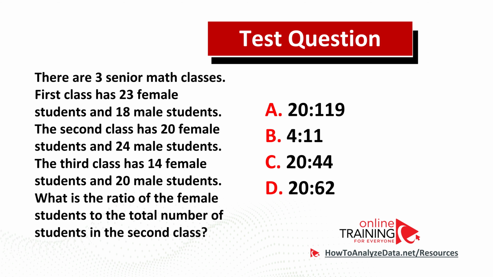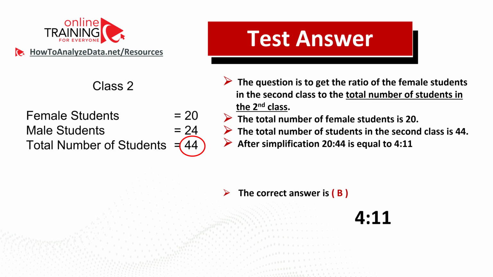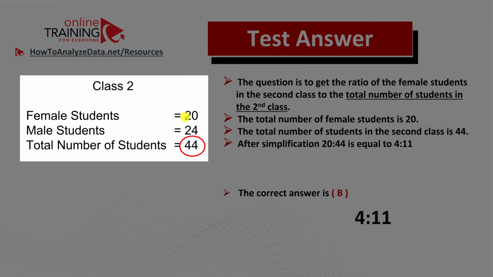Did you come up with the answer? Let's continue to see if we can solve this challenge and get to the correct solution together. The tricky part here is that you're presented with lots of data about the first, second, and third classes. But the question only asks you about the ratio in the second class. So the total number of female students in the second class is 20, and the total number of male students is 24, which is irrelevant already. Plus you have data for the first and the third class, which is also irrelevant and not used in this question. And the total number of students in the second class, which is another important piece of information, is 44.